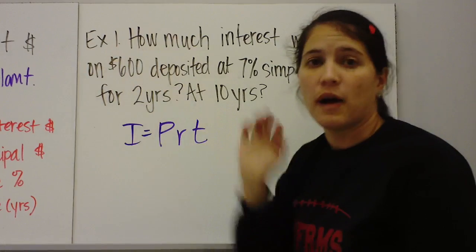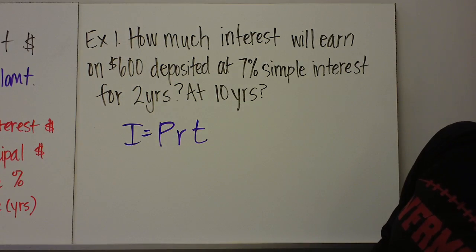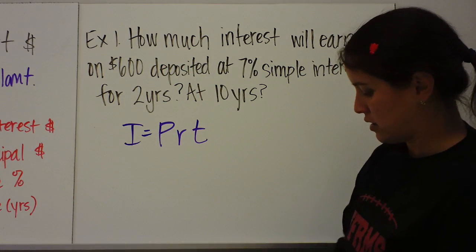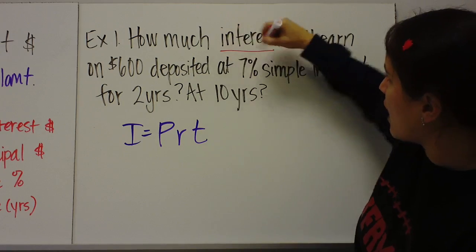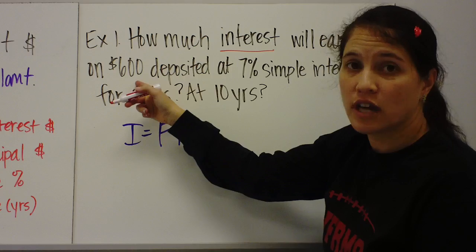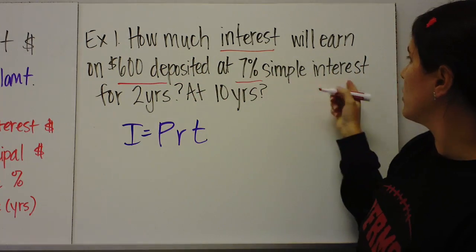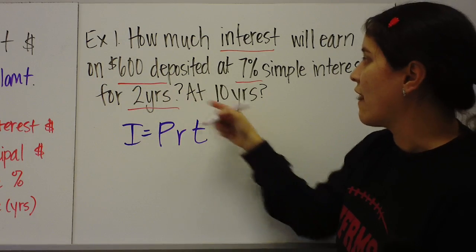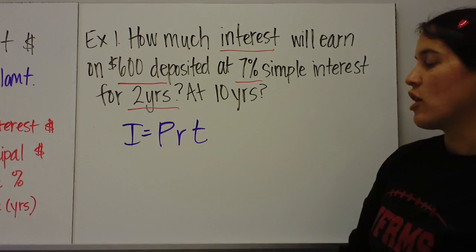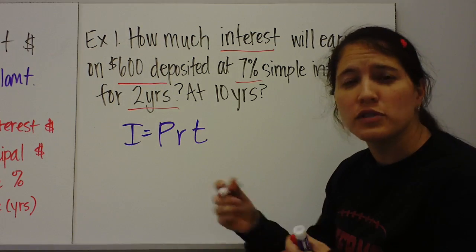All right, example 1. Pause it, copy this down, and then we'll go over it. How much interest, so we're looking for the I, will you earn on $600 deposited at 7% simple interest for 2 years, and then at 10 years. So this is a two-part question. We start with our formula, I party, and then you just put your numbers in.